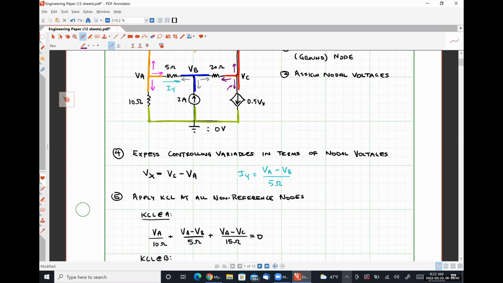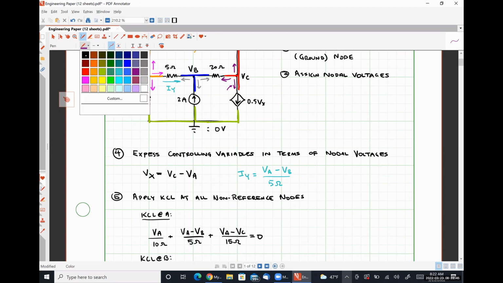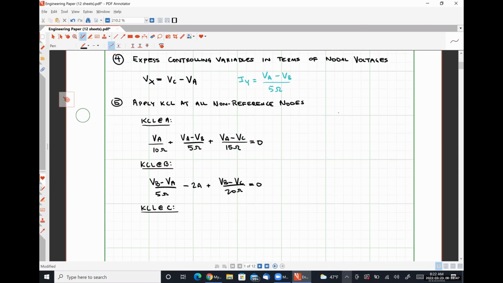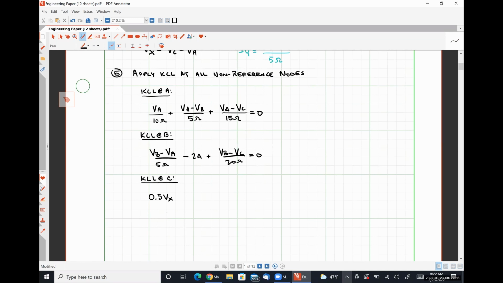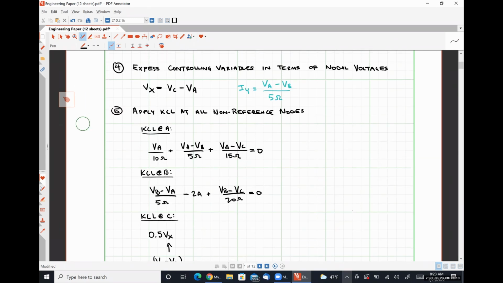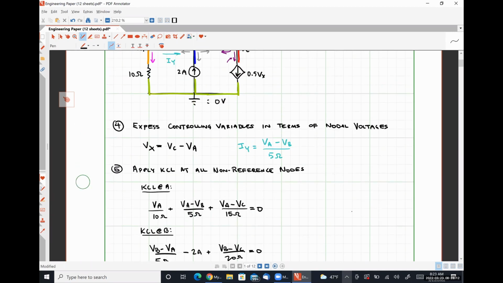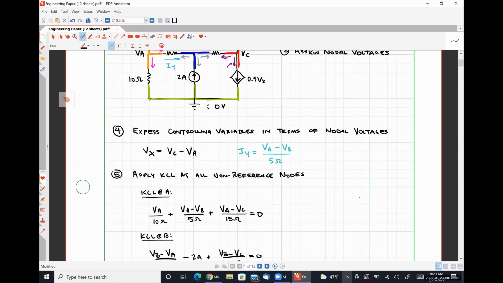Okay. We absolutely can do that. So we would have positive 0.5 Vx, which we know Vx is Vc minus Va, so we could absolutely substitute that in. Nick. Exactly right. So let's talk about that very briefly.